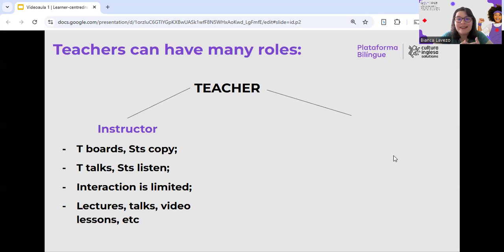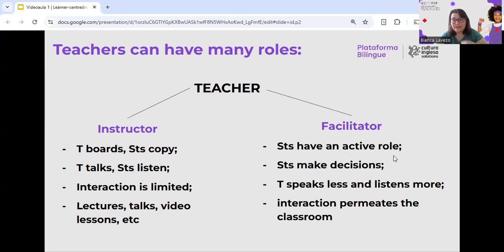What happens though is that in our regular schools, in our classrooms, the interaction doesn't have to be limited because the students are right there in front of us. So we have to manage this in a more student-centered manner. And so the teacher goes from an instructor to a facilitator. Students have a more active role. It's not just listening or taking notes, copying something, but actually doing something more actively. Students then make decisions. The teacher speaks less and listens more, right? And the interaction permeates the classroom.